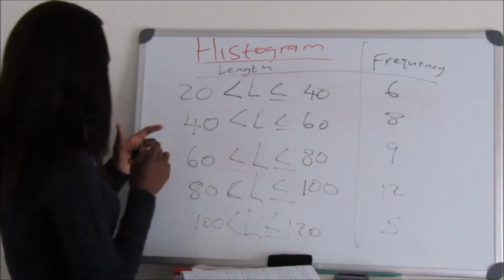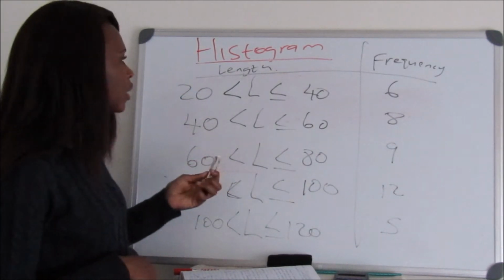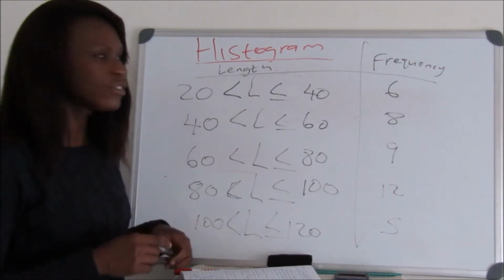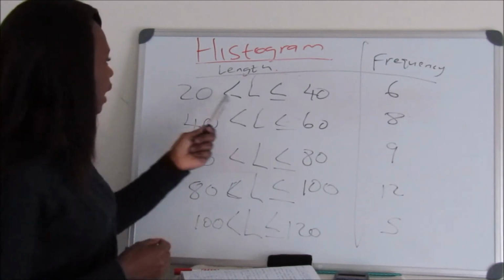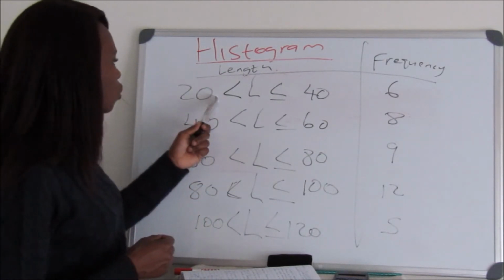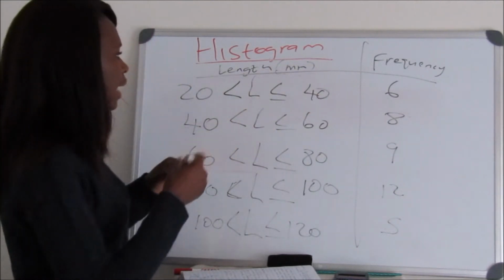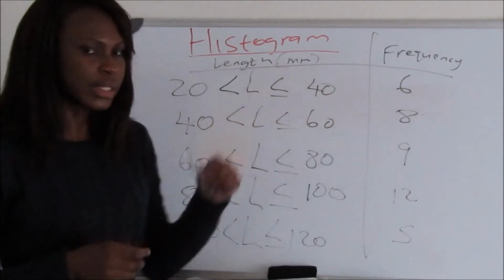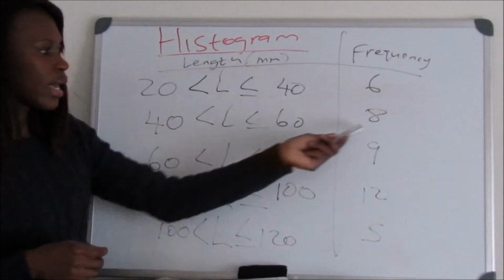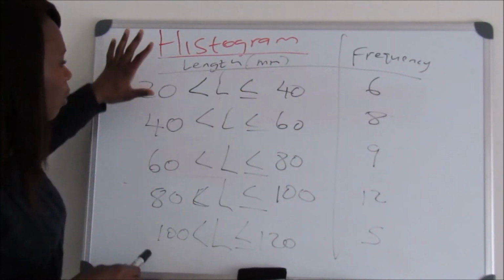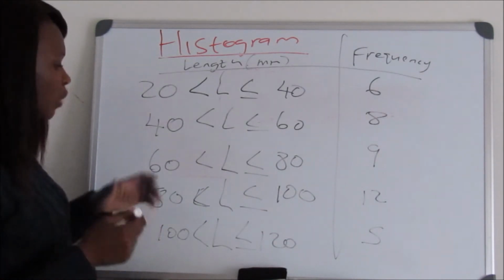All right. So these are the answers that the grade 12 learners came out with after measuring the length of the leaves they were working with in the biology class. The lengths which are greater than 20 millimeters, so this length is in millimeters, and less or equal to 40, were 6. And those greater than 40 and less or equal to 60 were 8.